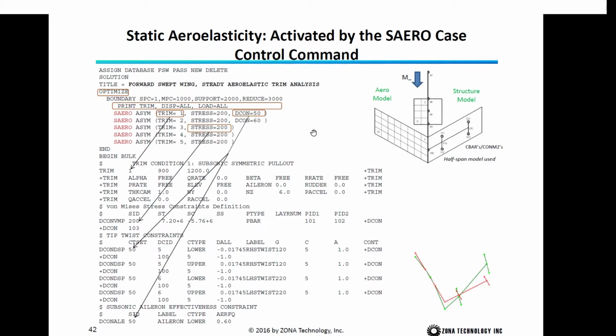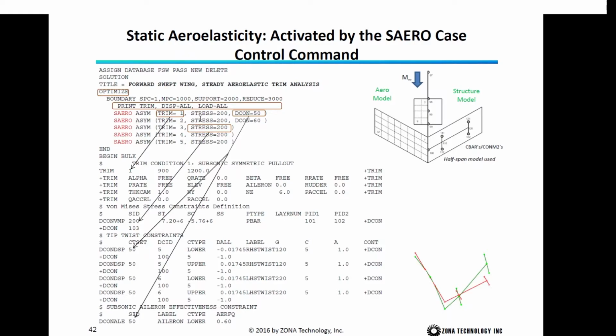And to perform static aeroelastic and trim analysis, we use the SAROW case control command. So we specify SAROW, and the trim is an asymmetric trim condition. We have 5 trim cases.